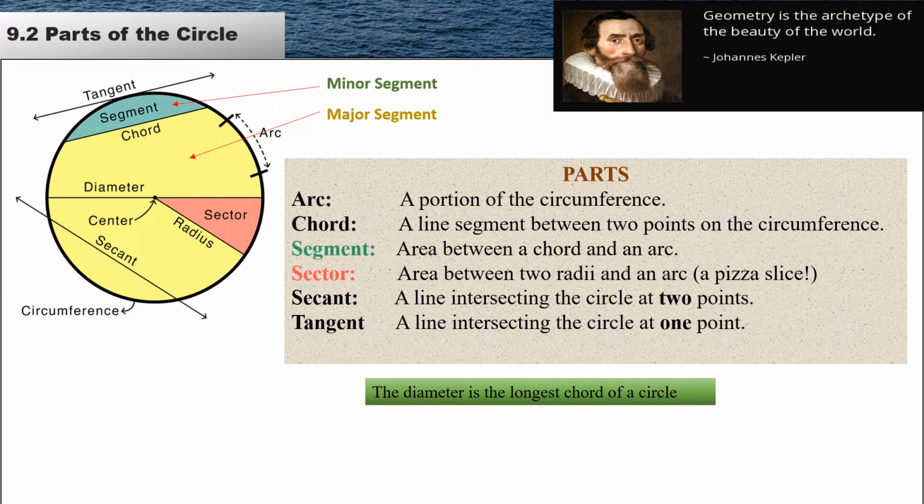And another line external to the circle, we call this a tangent, and it's a line intersecting the circle at 1 point. So here is a tangent which just seems to graze past the circumference of the circle and actually graze and touch 1 point in particular.